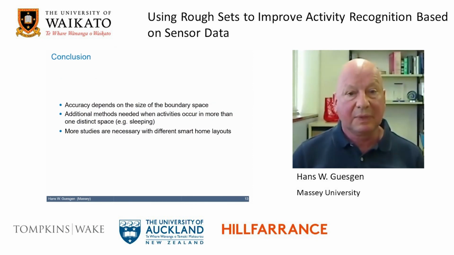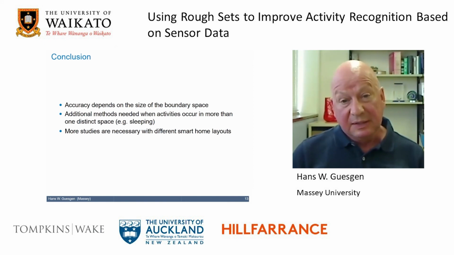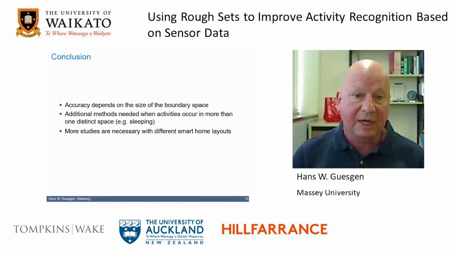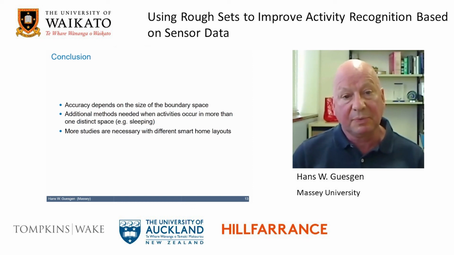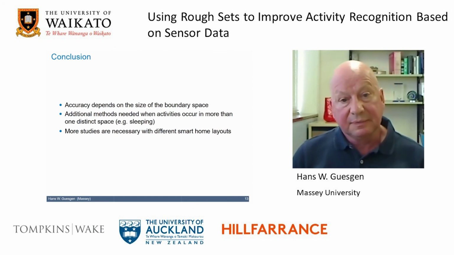To conclude my talk, obviously the accuracy depends on the size of the boundary space, and that's something we have to look at carefully. What I have also not mentioned is that some of the activities can actually occur in more than one space. Think of sleeping, for instance. A person might sleep in bed at night, but might have a nap on the couch in the lounge during the day. In this case, it doesn't make sense to actually talk about one activity space, but it would make more sense to talk about two activity spaces. And we are using hierarchical clustering to actually find out about these spaces.